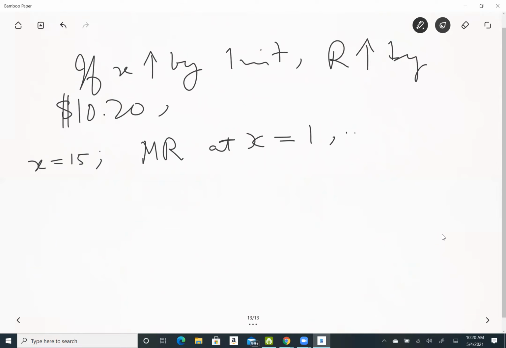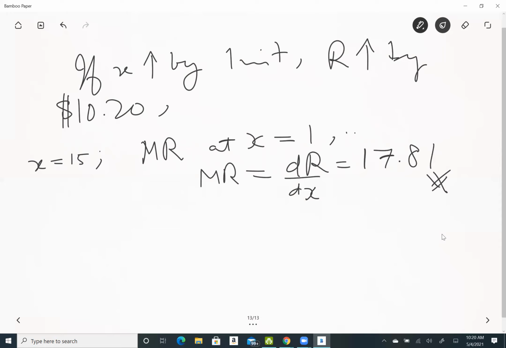17.81. So here, the marginal revenue, R prime of x, is equal to 17.81. You see here, the marginal revenue is not the same. For a linear function, it's the same because the slope is the same everywhere. But this is non-linear. In a non-linear function, the slope is different everywhere. You can try x equal to 20, and you'll see a different value of R prime.